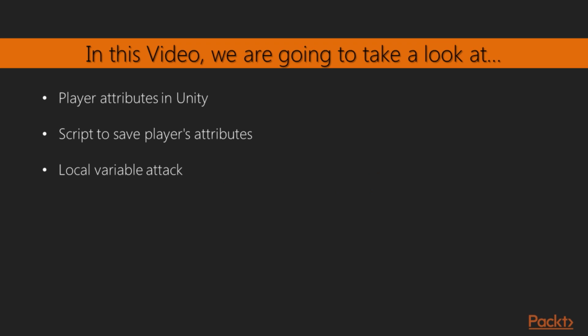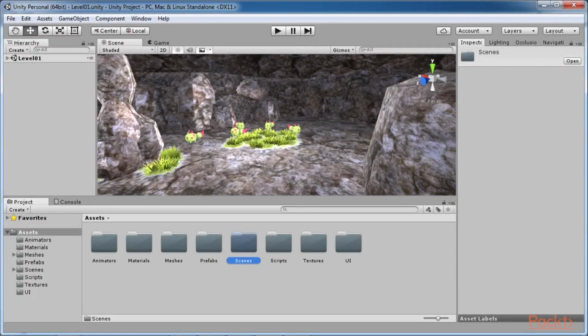In this video, we are going to create player attributes in Unity, and then we'll write a script to save the player's attributes, and finally, remove the local variable attack damage completely. In the previous chapter, we learned how to create a lively in-game character that is able to move around based on the player's input. However, that is not enough to make your game fun and addictive.